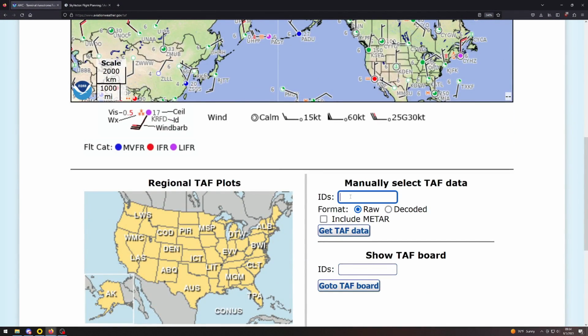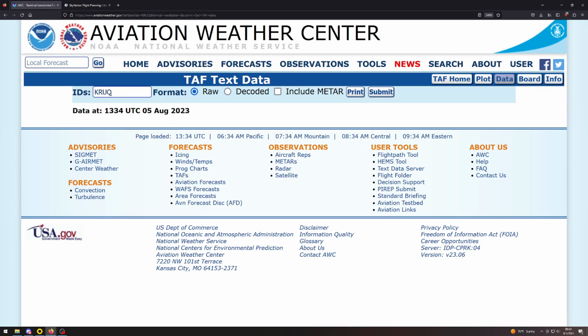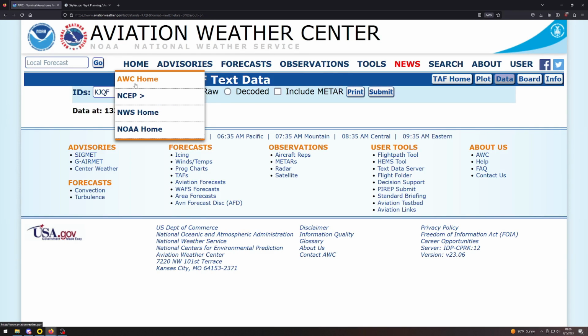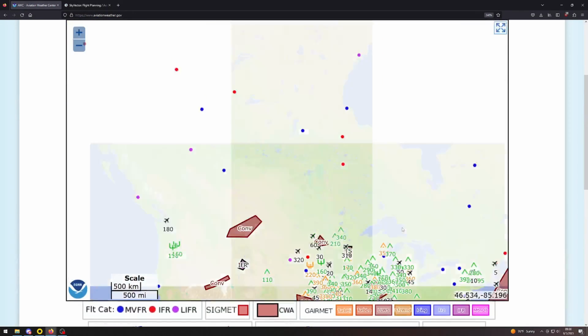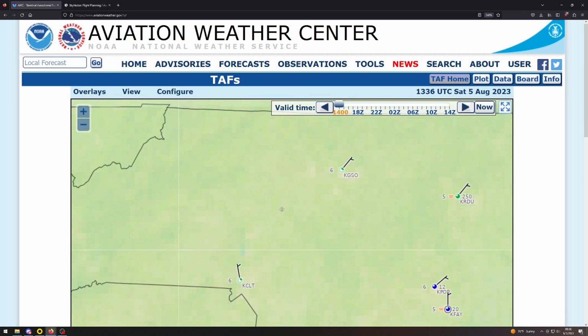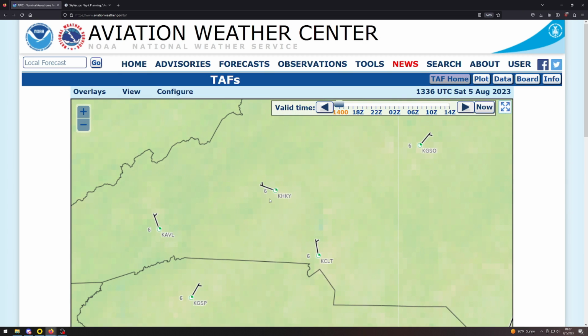And as before, we can type it in. That's not good. Looks like Salisbury does not have a TAF. And if you can't find an airport that issues a TAF, we can use this map and find one nearby. There's Greensboro, and there's Charlotte and Hickory.